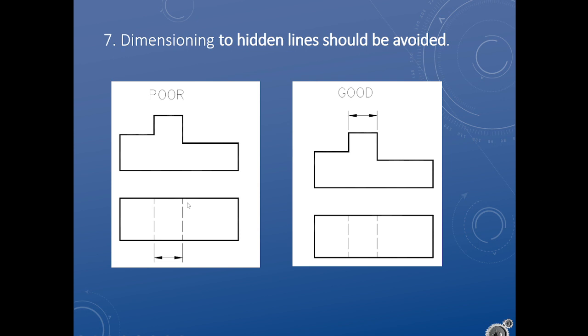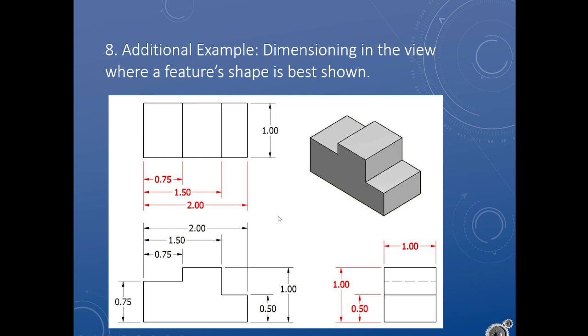Avoid dimensioning hidden lines. There should almost always be a better view where you can dimension the true object in the object lines rather than attempting to dimension to the hidden lines. Again, when you are picking which view to dimension things in, try to pick the view where the object actually exists. Similar to the hidden lines, we can see very clearly this shape. And so all of these dimensions in black are preferred to the ones in red.